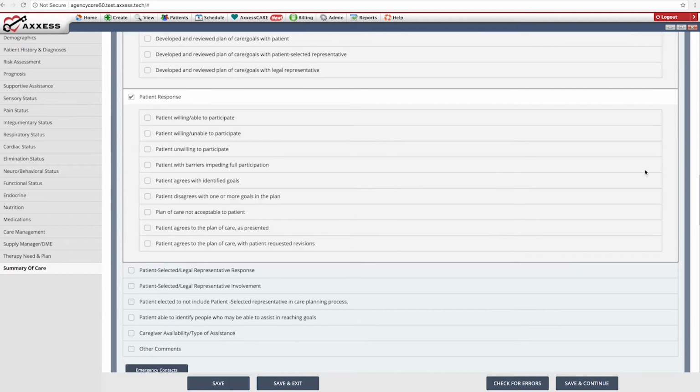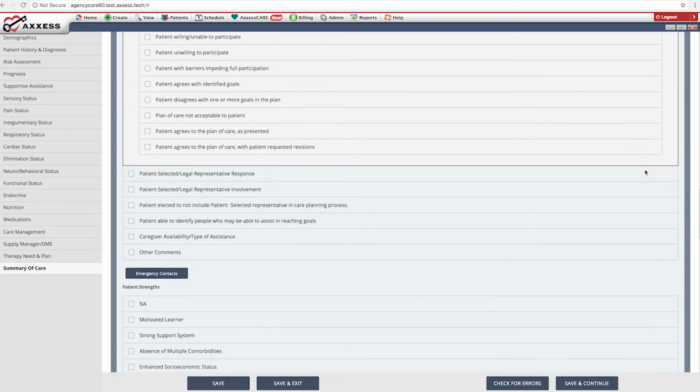The patient response is you want to know if they're willing and able, unwilling, or unable, or do they have barriers that will impede their full participation? This is not only important for therapy, but it's also important for nursing. We have to think about those things that, again, will impede the patient's plan of care. The goal for Medicare is patient improvement. We have to focus all of our thinking on improved outcomes. So just think about that when answering that.